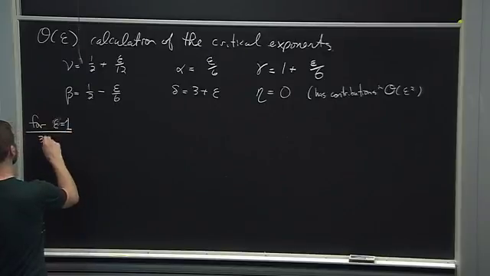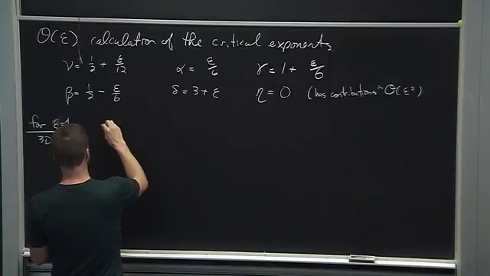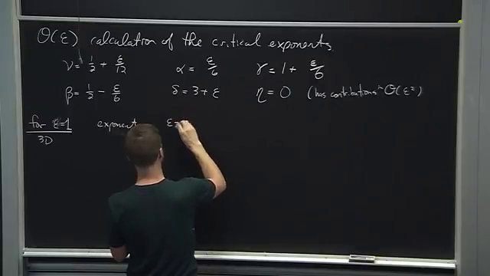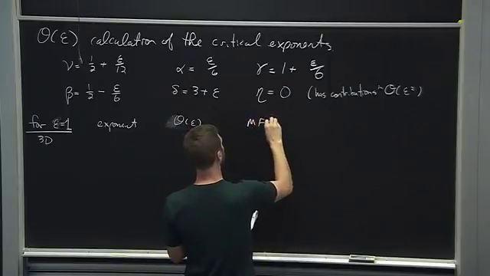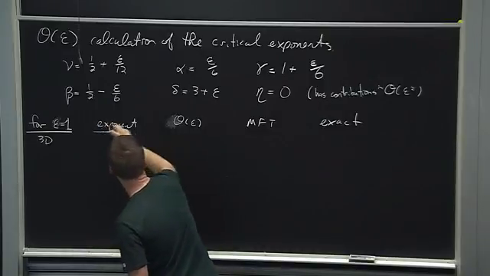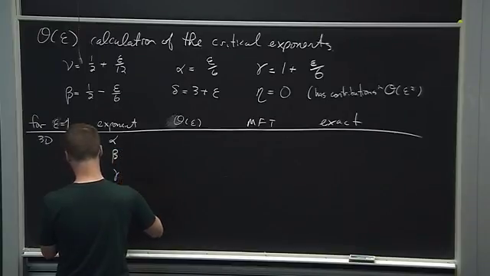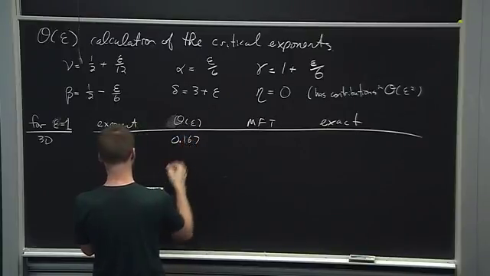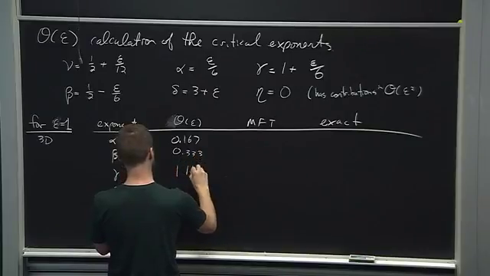So for 3 dimensions, let me just write them. So I'll do the exponent. Let's see, order. I'll just plug in this. Remember mean field theory, and then what's known. I'm going to talk about how these exact calculations are done. So 0.167, that's alpha. 1.167 for gamma.